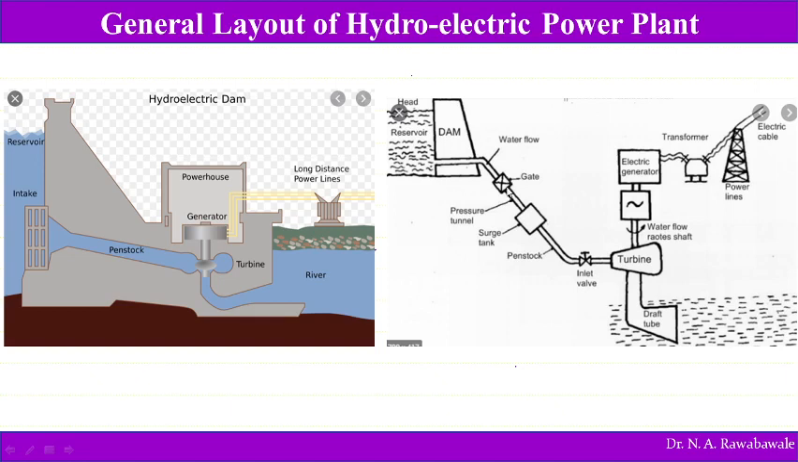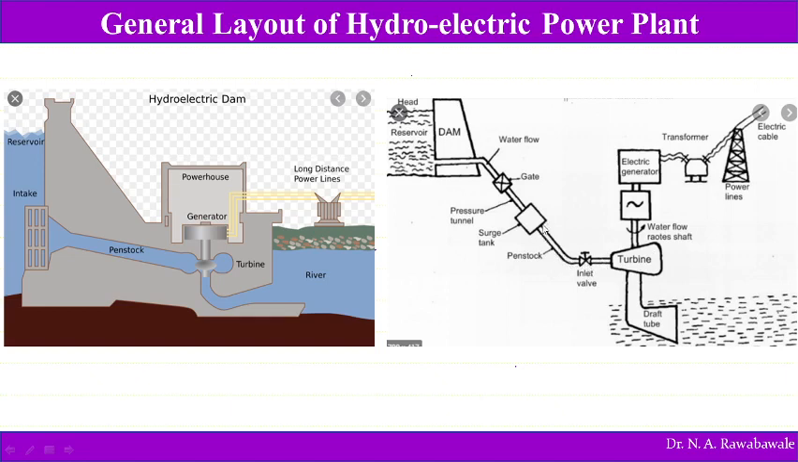Then this is passed into this surge tank. This surge tank is provided to bear the back pressure of this water, and the water is passed into the turbine through the penstock. This is the inlet valve. Whenever the load increases or decreases, with a decrease in the load, suddenly the flow rate is reduced by this valve, and suddenly there may be a shock.